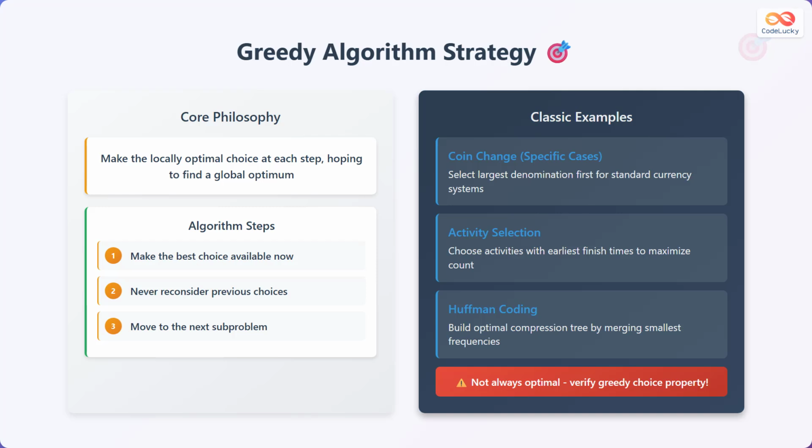However, greedy algorithms don't always produce optimal solutions. They work only when problems satisfy the greedy choice property, meaning local optimal choices lead to global optimality. It's crucial to verify this property before applying greedy strategies. When applicable, greedy algorithms are often simpler to implement and more efficient than dynamic programming alternatives.